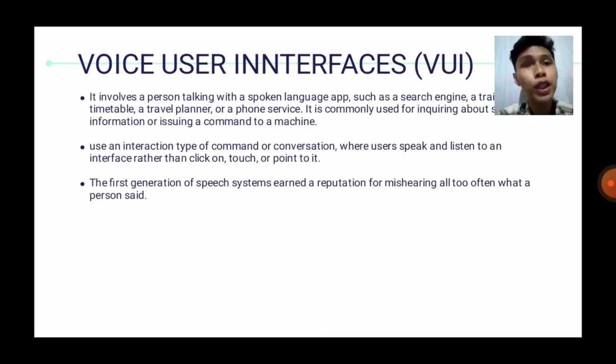It involves a person talking with a spoken language app such as a search engine, a train timetable, travel planner, or a phone service. It is commonly used for inquiring, such as for information or issuing commands to a machine. It is an interaction type of command or conversation where users speak and listen to an interface rather than click on, touch, or point to it. The first generation of speech systems earned a reputation for mishearing all too often what a person said.